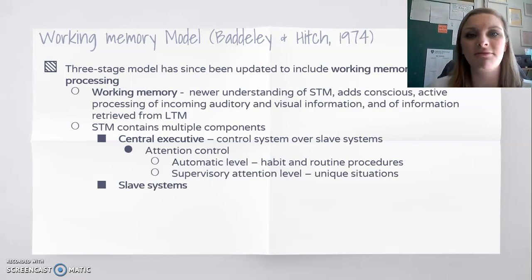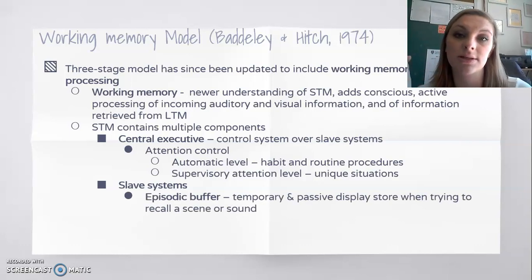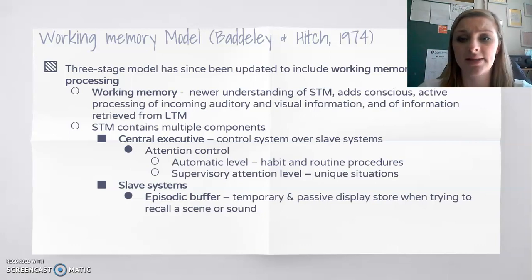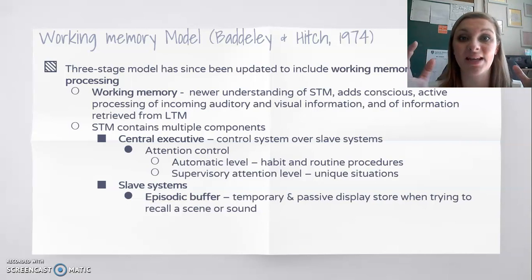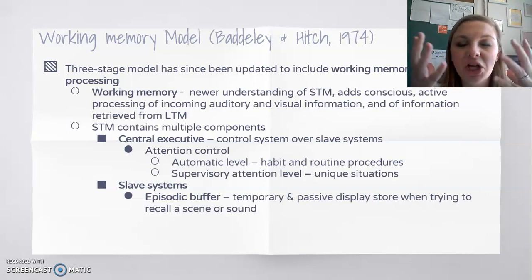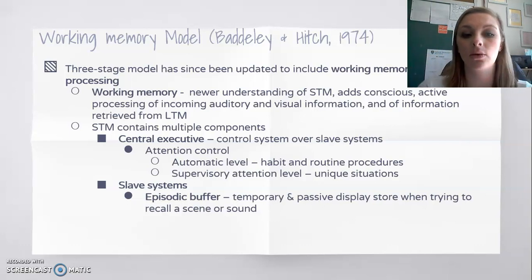The second is the slave systems. And these slave systems are controlled by the central executive. The central executive tells which slave system should be working at once. The first is the episodic buffer. This is the temporary and passive display store when trying to recall a scene or a sound. So this is our ability to close our eyes and picture a room or think of a song. Our episodic buffer allows us to bring back information from our long-term memory of previous scenes or sounds.